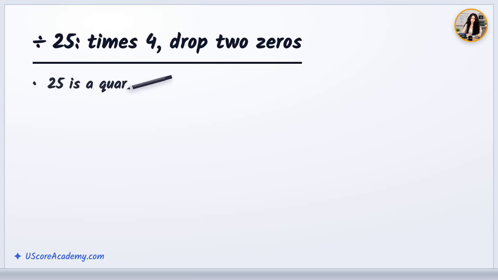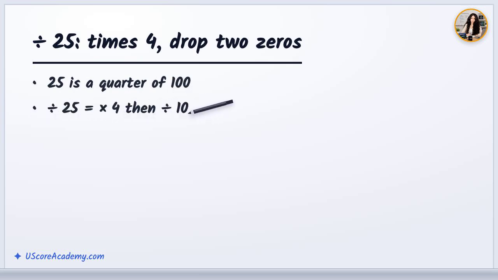The same trick works for 25, which is 1/4 of 100. So dividing by 25 means multiplying by 4 and then dividing by 100. Take 350. 4 times that is 1400, then drop 2 zeros to get 14.